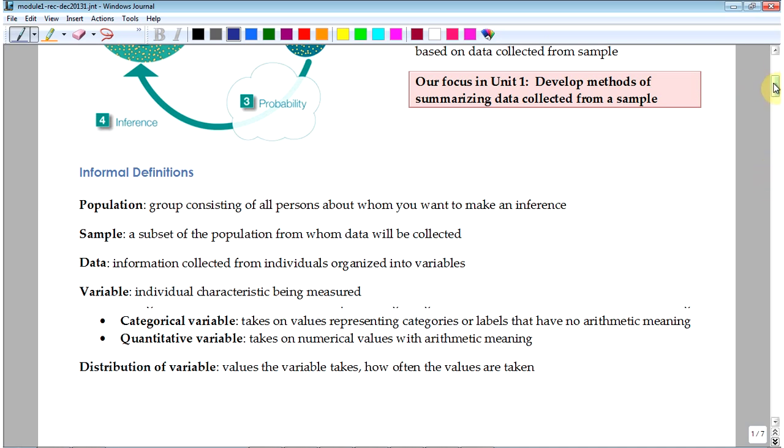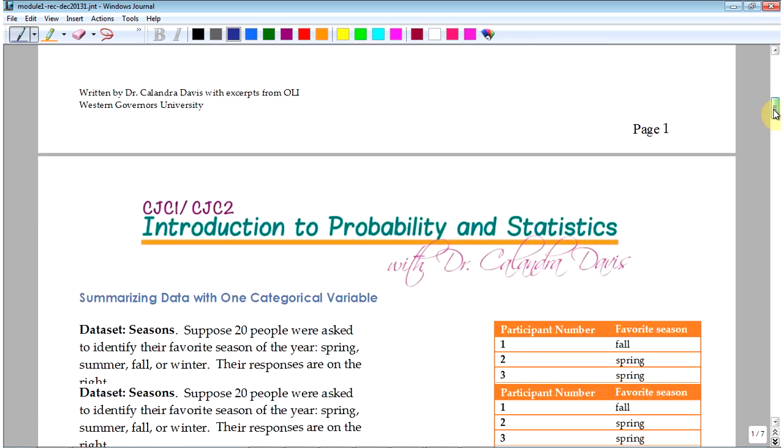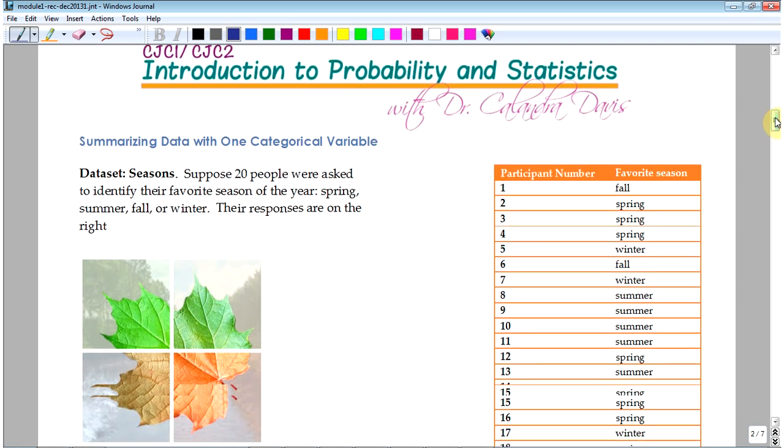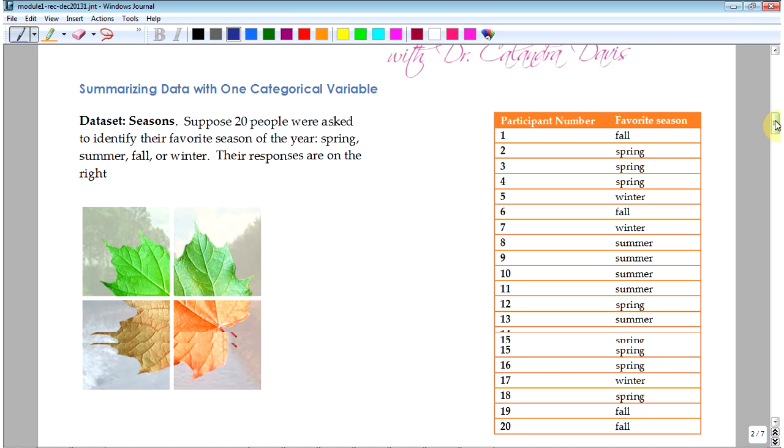So now let's move to the second page and explore summarizing data with one categorical variable. So for this illustration, consider the data set where we're looking at seasons. Suppose 20 people were asked to identify their favorite season of the year, spring, summer, fall, or winter. Their responses are on the right.